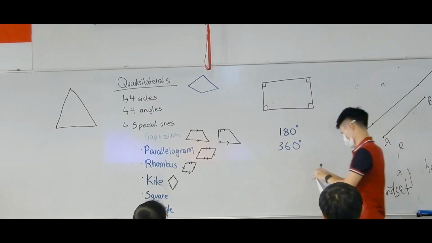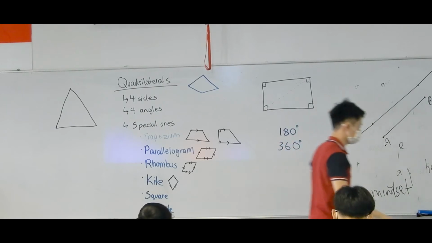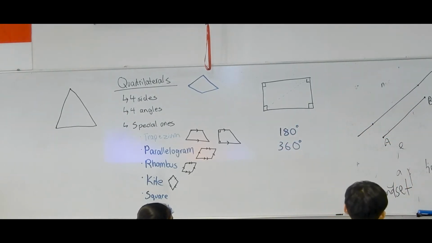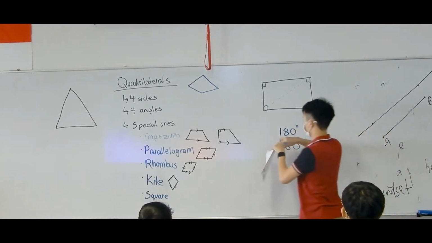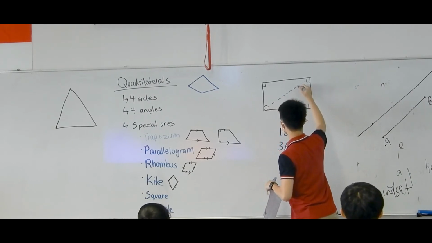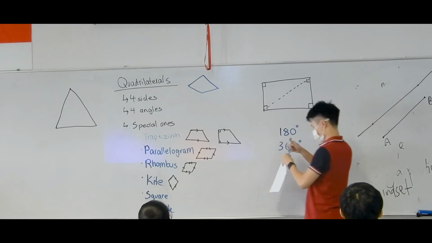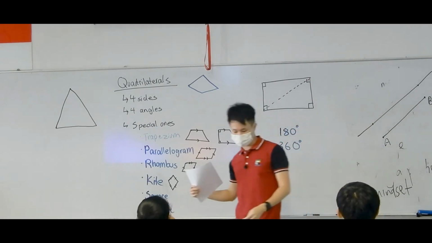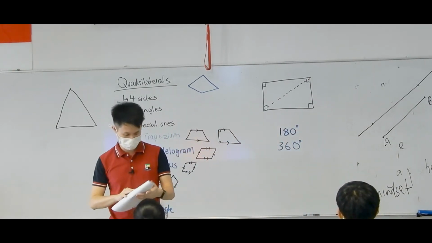Too light. Let me use a darker one. I'm trying to fold the paper according to this line here. Now when you fold the paper according to the line, what shape do you get?